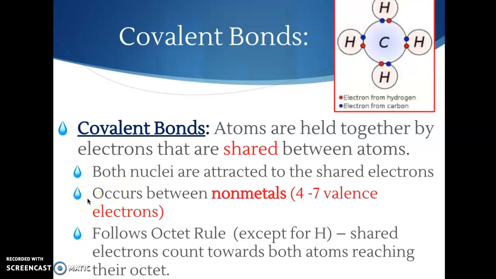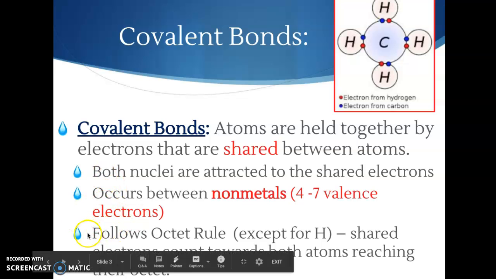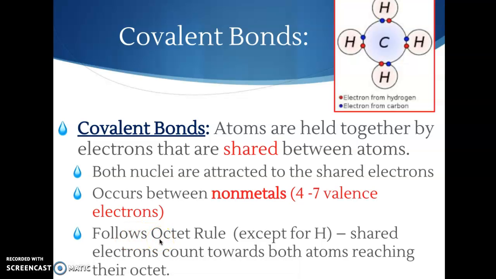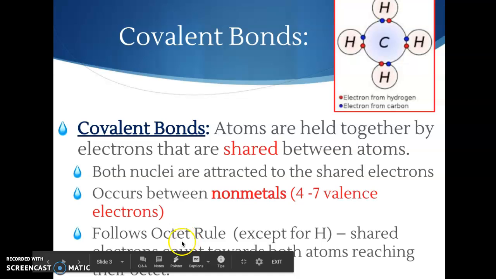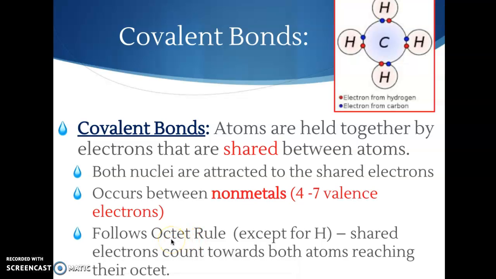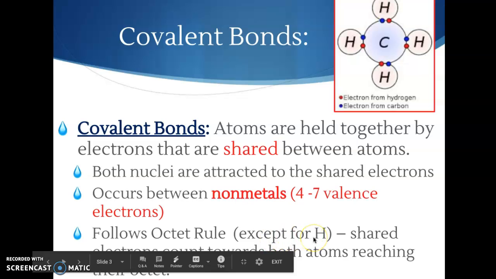Covalent bonds occur between nonmetals, which have 4 to 7 valence electrons. So this is going to be the elements that are in the top right of your periodic table. And just like in ionic bonds, the reason for a covalent bond is to get the atoms to where they have a stable electron configuration. So they're trying to satisfy the octet rule. The electrons that are being shared will count towards the octet for both of the atoms involved. All these atoms are trying to get to where they have 8 valence electrons and follow the octet rule. The exception to this is hydrogen. Hydrogen only needs 2 electrons to be stable. That's called the duet rule.